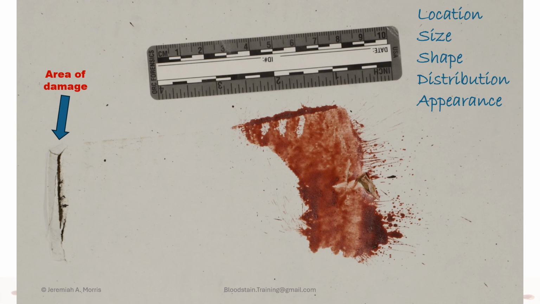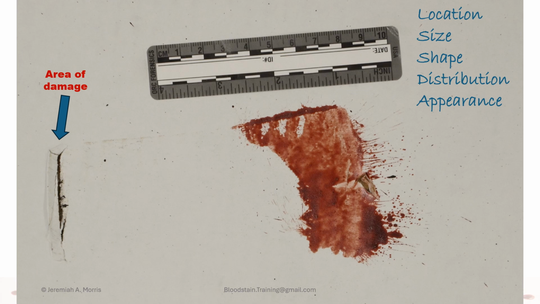Looking back now at the pattern, we're going to look at our descriptors as far as location, size, shape, distribution, and appearance. As far as location, we know that this is on a floor, so we've got a horizontal surface. Other aspects of the location are going to be the features of the target surface. Here we've just got white cardboard. As far as the size, we have one primary stain. This primary stain is about 2.5 inches wide by about 3 inches long. It is irregular in shape. In some aspects it looks rectangular, but it's got a curved side on the left. So this is going to be rectangular to irregular in shape.